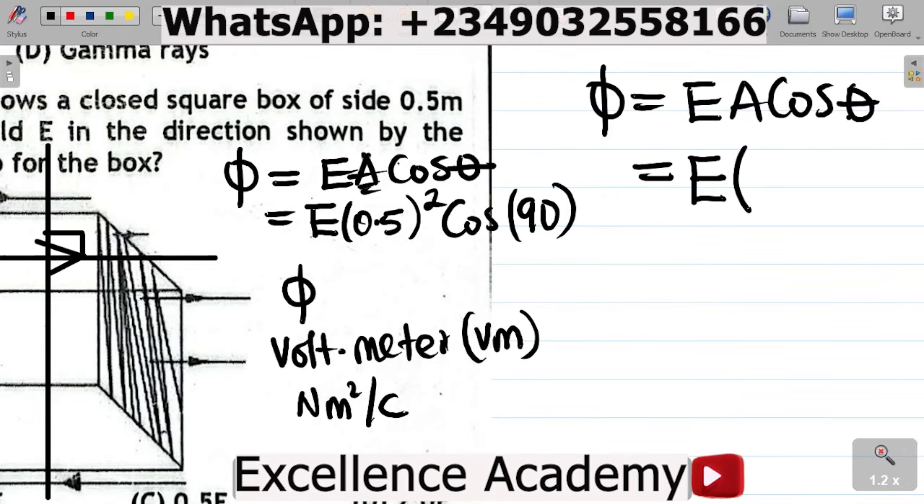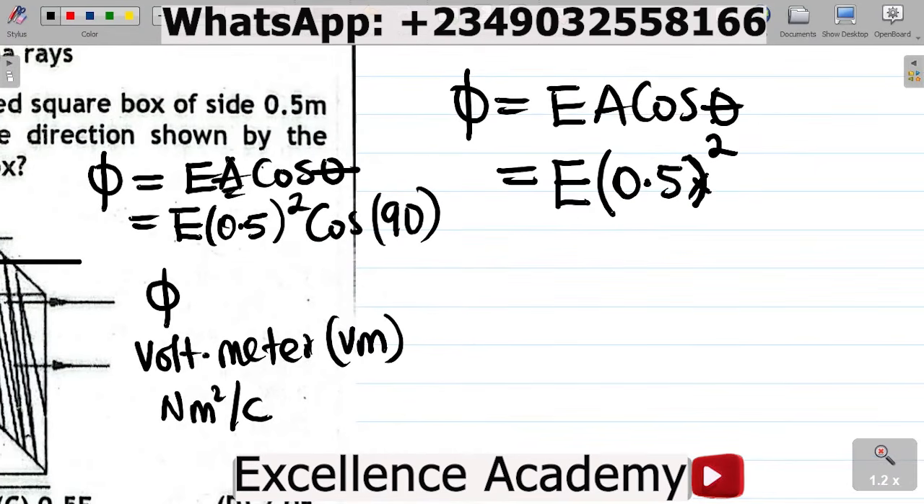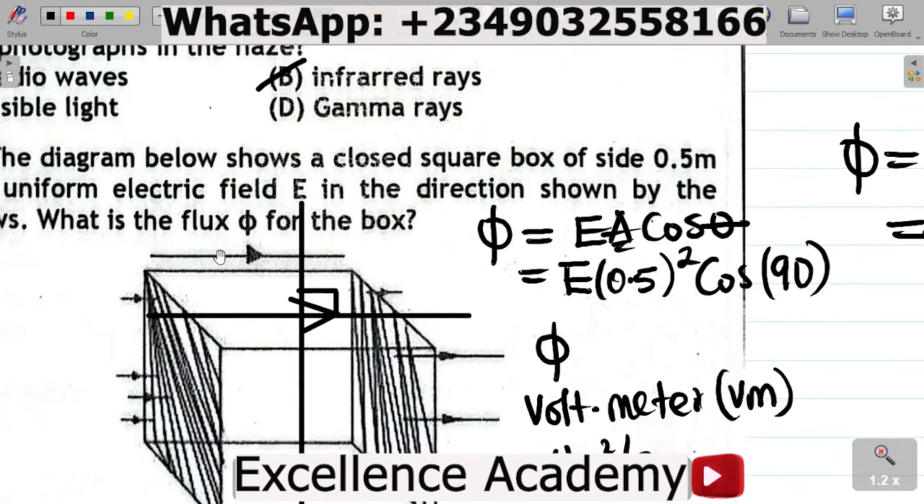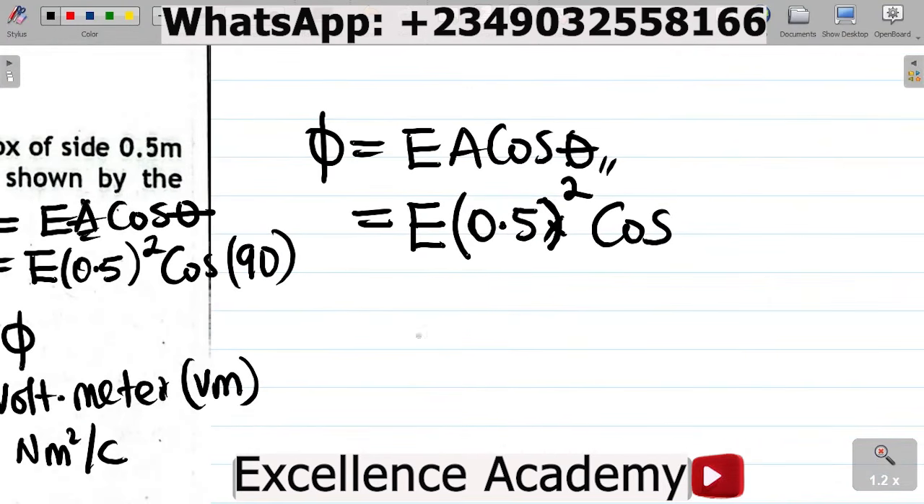So area becomes this one side 0.5 times the other side again 0.5, which gives you 0.5 times 0.5, that's 0.5 squared. Then cosine of the angle. What's the angle there? Looking at this, if I place my vertical line, this field is flowing this way, which is 90 degrees. So cos 90. So you have this as 90. This is equal to E into 0.5 squared.